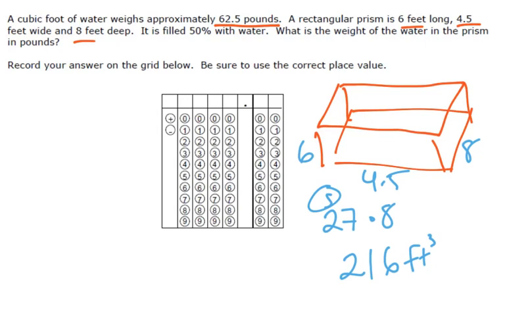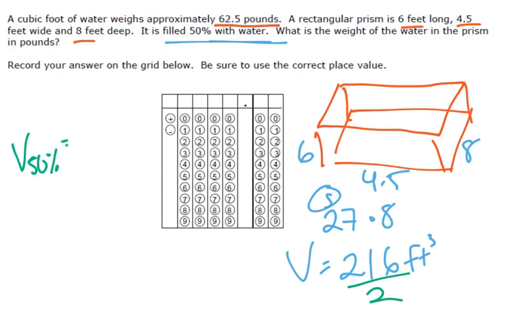All right, it is only 50% full. Oh, okay. Not all the way full. This is the whole volume of the entire thing, but I only filled it 50%. That means half of it. So half of 216 divided by 2 is going to be the volume at 50%. Is 108 feet cubed. What is the weight of the water?